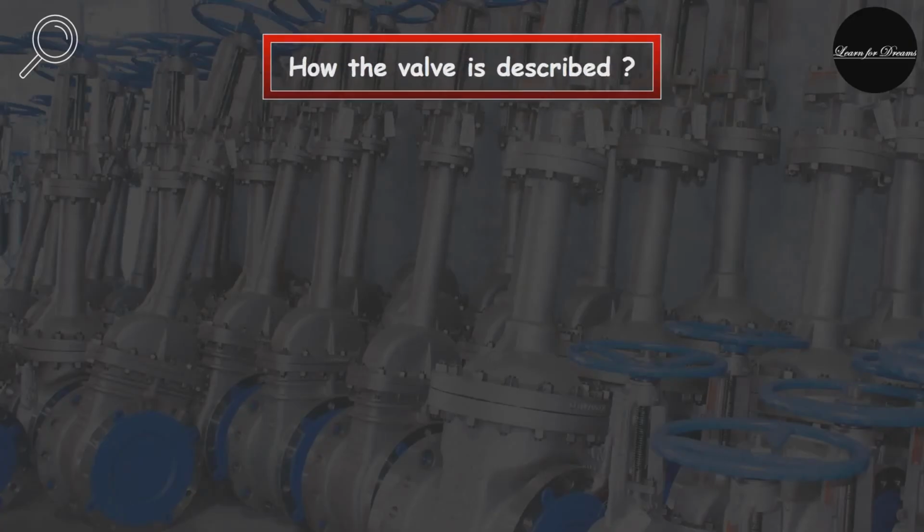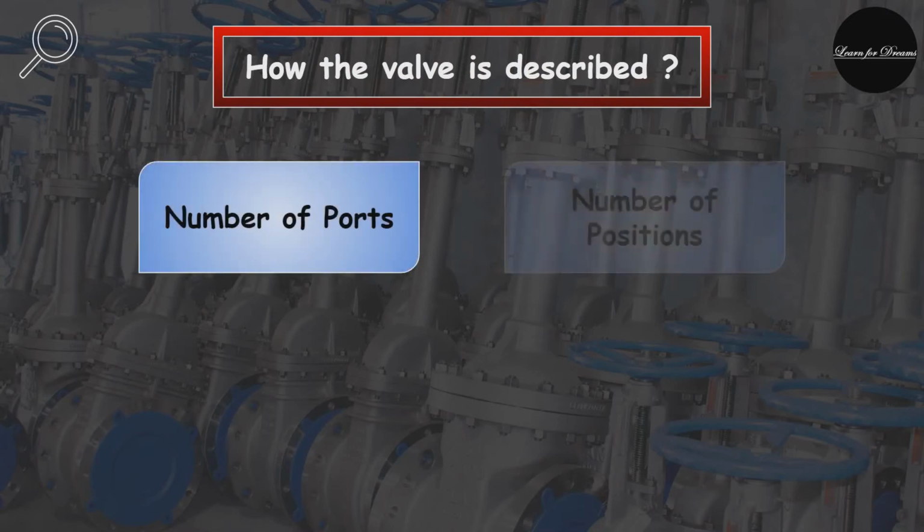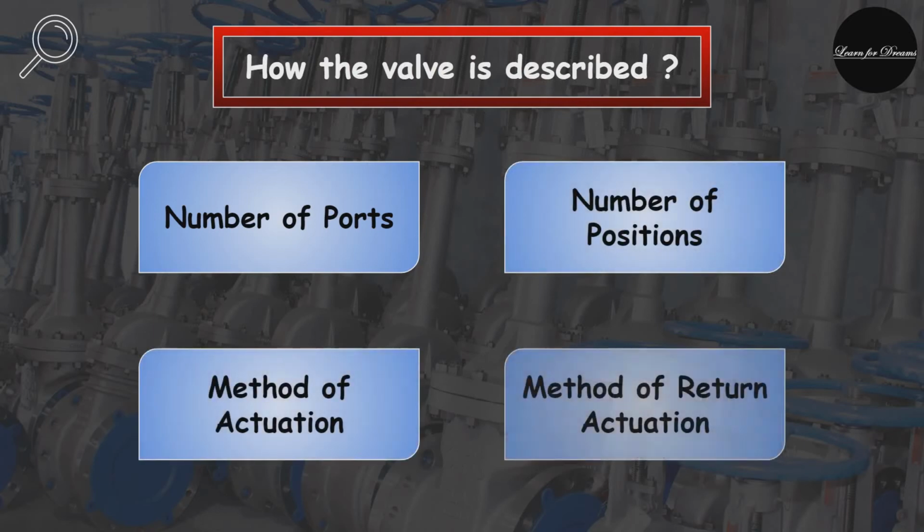Now let's see how the valve is described. A control valve is described by number of ports, number of positions, method of actuation and also the method of return actuation.